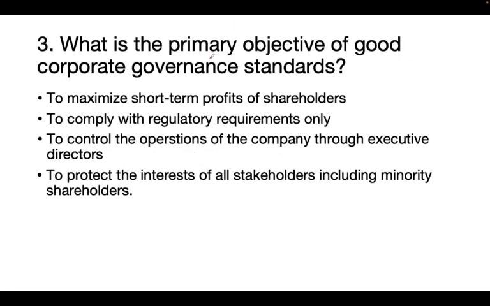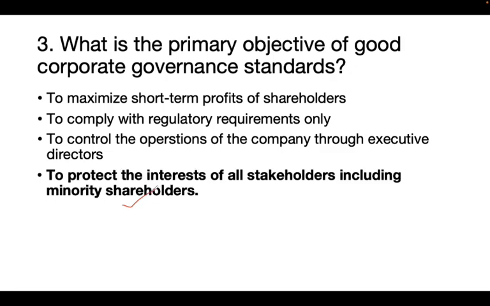Next question. What is the primary objective of a good corporate governance standard? Options are to maximize short-term profits of shareholders, to comply with regulatory requirements only, to control the operations of a company through executive directors, to protect the interest of all stakeholders including minority shareholders. So the correct answer is to protect the interest of all stakeholders including minority shareholders.